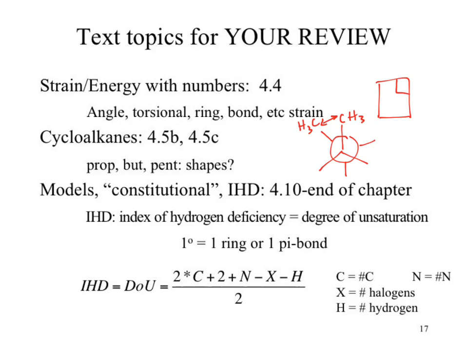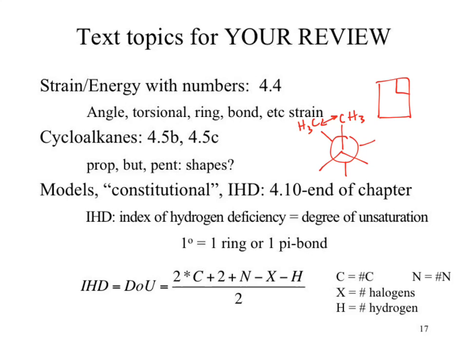In section 4.5b and c, they talk about propane, butane, and pentane, the general shapes that come out of that, and they talk some more about some of the strains that come through those. Not that big of a deal, but it is something you should be aware of. Section 4.10 to the end of the chapter talks about using models, which, if you hadn't guessed yet, you should be using. Kind of important.